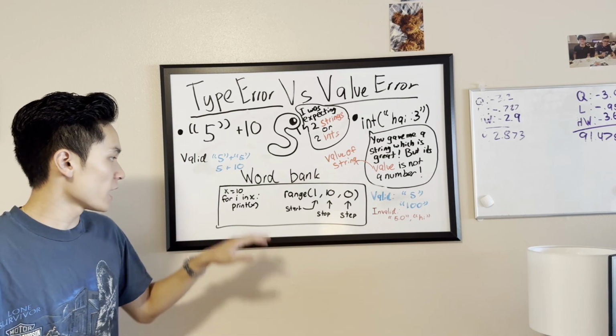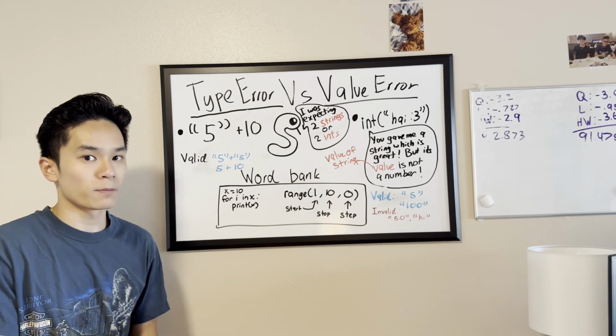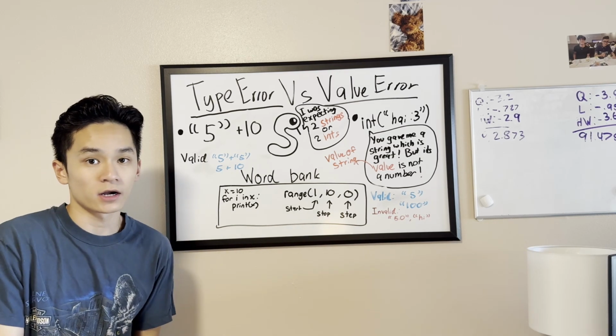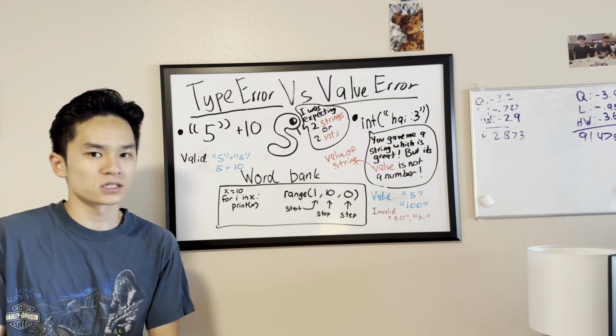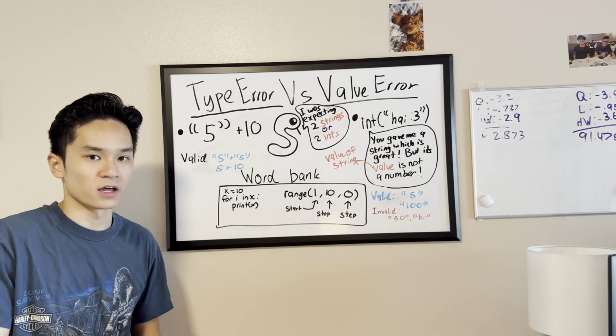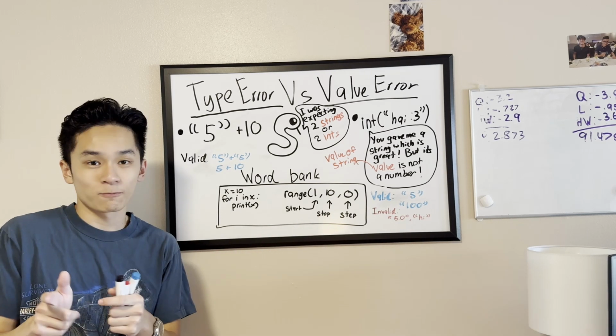And next, I have 2 examples right here inside this little word bank, and we have to decide whether it's a type error or a value error. So you can go ahead and pause the video if you want to make your guesses. I'll give like 2 seconds. That's enough time to pause the video.